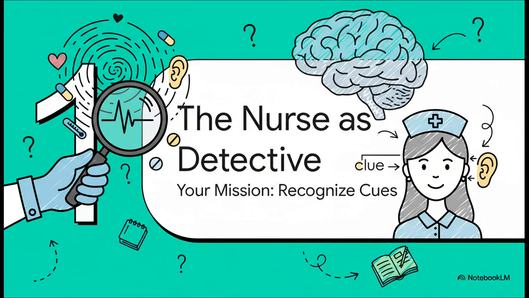So, let's start here with your role as a detective. What's your primary mission? It's simple. Recognize cues. I want you to think of your brain as this high-powered scanner. It's constantly sifting through hundreds of little data points, sights, sounds, numbers, even smells, all to find that one critical clue that's going to crack the whole case wide open.